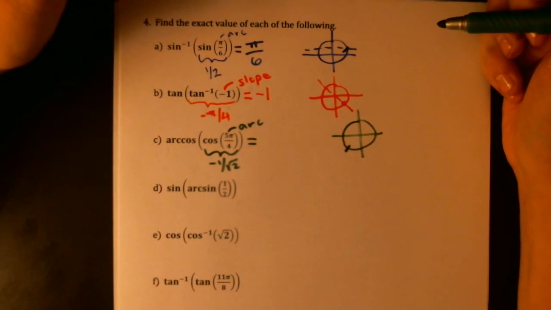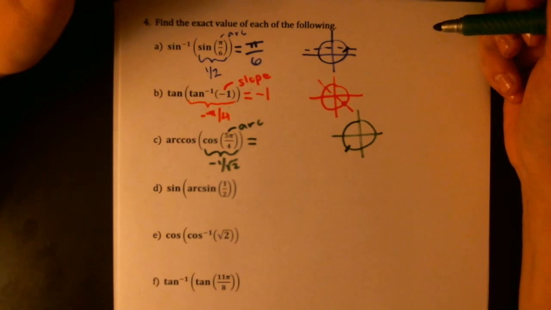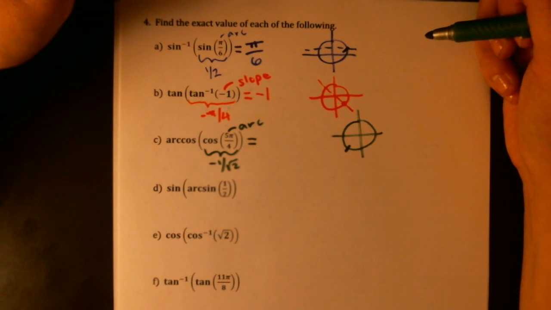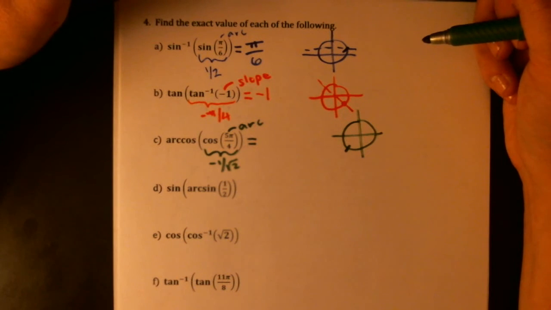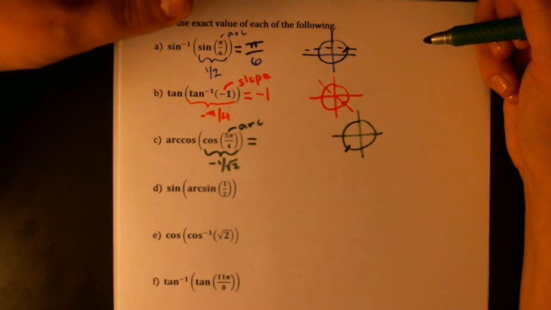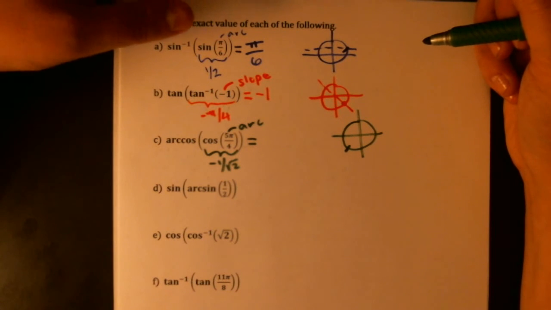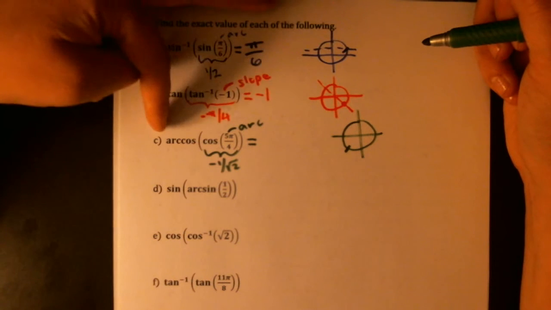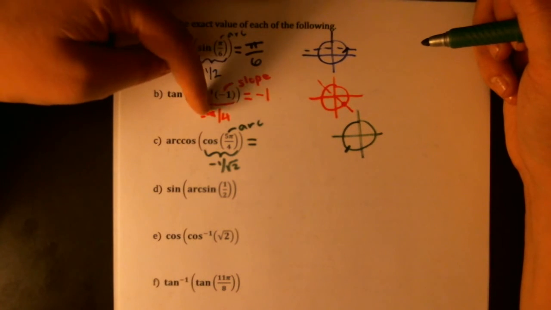Okay, so far I've said if my arc length is 5 pi over 4, my x-coordinate is -1 over the square root of 2. The next thing I'm supposed to do is decide what my arc length is if my x-coordinate is -1 over the square root of 2. But you want to be really aware of the fact that even though arc cosine and cosine are sitting right next to each other, they're not communicating at all.